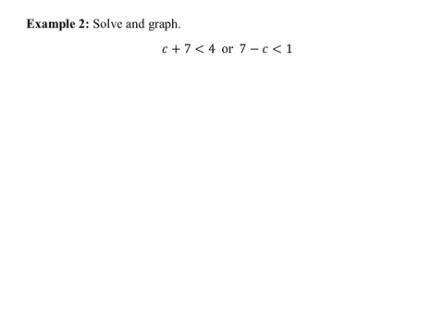So let's take a look at example 2 here. We clearly have a disjunction because the word or is there in the problem. So we can start by just solving these separately. The left-hand side, subtract 7 from both sides. You're going to get C is less than -3. On the right-hand side, we're going to subtract 7 also. But here we're going to get -C less than -6. Dividing by -1, C is greater than 6.